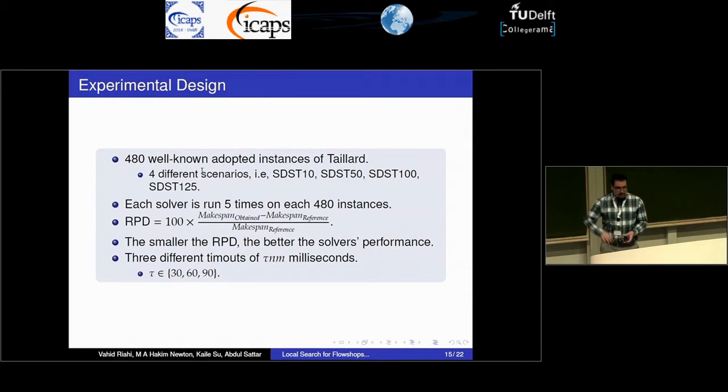Each of them is run 5 times on each of the 480 instances. In addition, the error, RPD, is obtained with this formula. Obviously, the smaller the RPD, the better the solver's performance. We also run the algorithms with 3 different timeouts to see the performance of the algorithm in the short and in the long timeout.